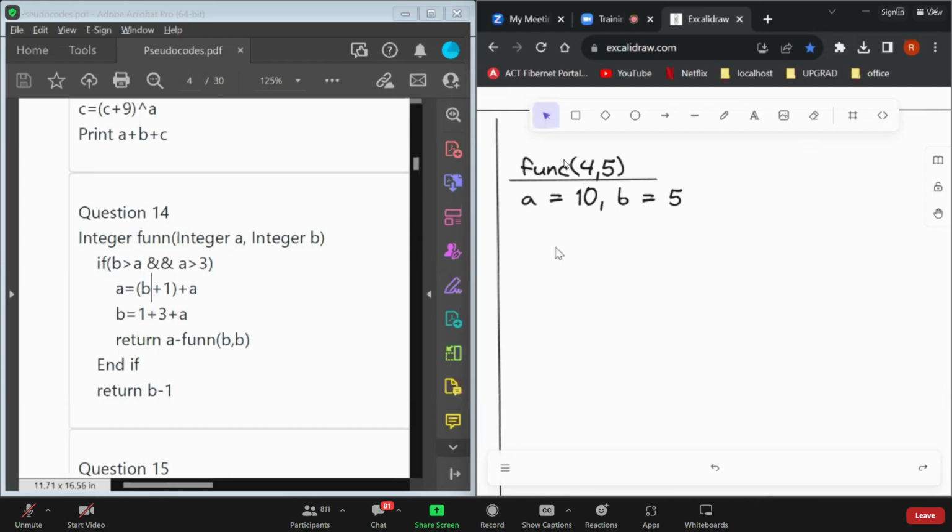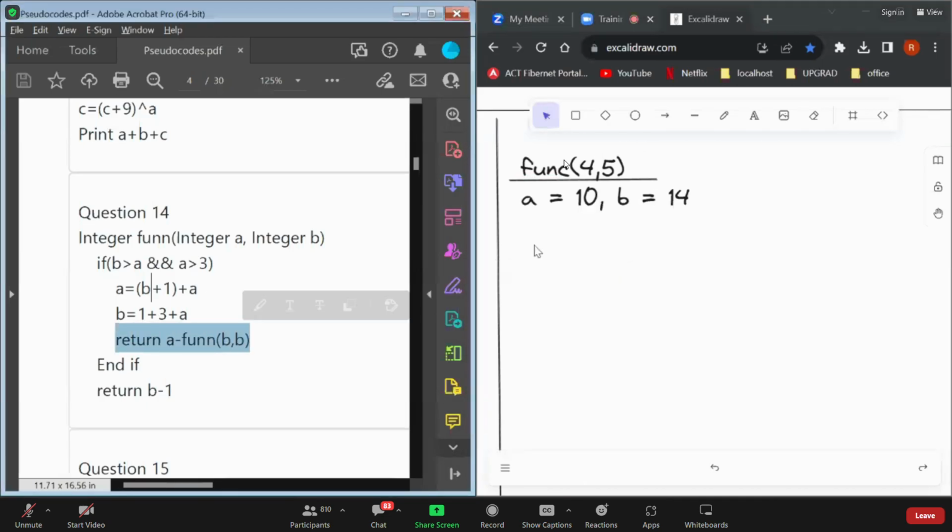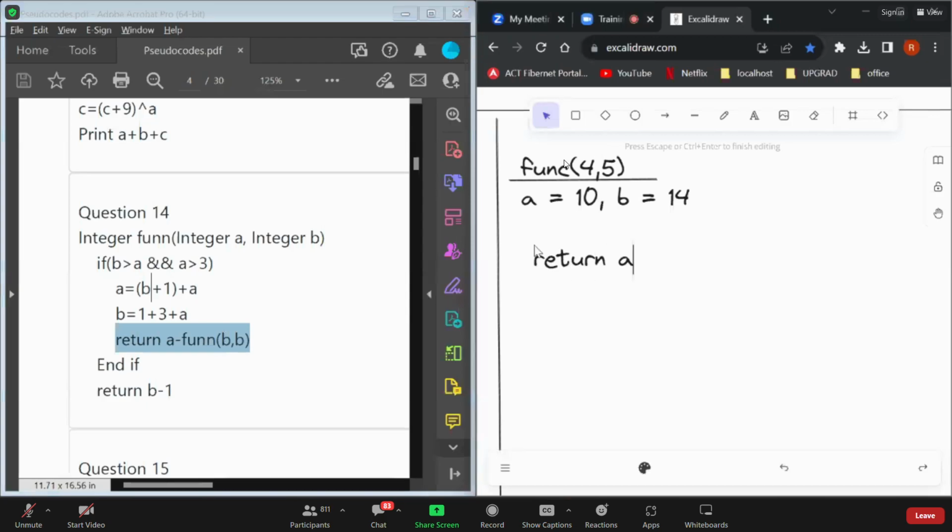Okay. Next, you're updating b value, b equal to 1 plus 3 plus a. So a value is 10 here. Okay. So this will result in 14. So the updated b value here is 14. Clear? Next. So this is your answer. Return a minus function of b comma b is your answer.